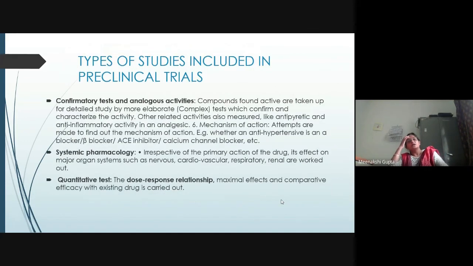Next is confirmatory test or analogous activity. So if the compound is found active, it is taken up for detailed studies, for more elaborate tests which confirm and characterize the activity.